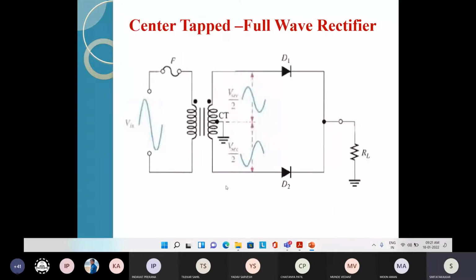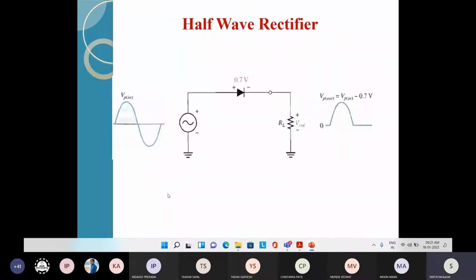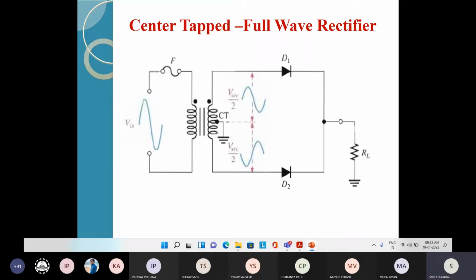Next, here you can use both diodes. In the first diagram, it is only a single diode, which needs only 0.7 volt on the output side. But here in a center tap full wave rectifier, we use two diodes. One diode sees 0.7 volt and the other diode also sees 0.7 volt. That means in the full wave rectifier, the supply sees 0.7 volt in the positive half cycle and 0.7 volt in the negative half cycle.